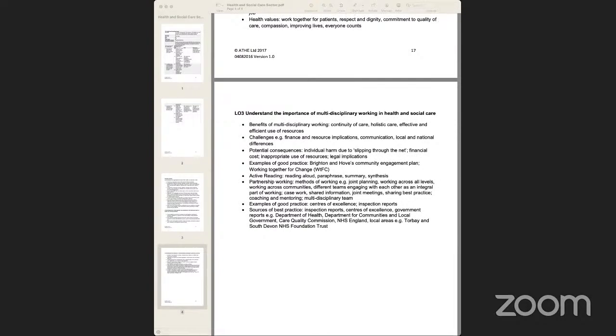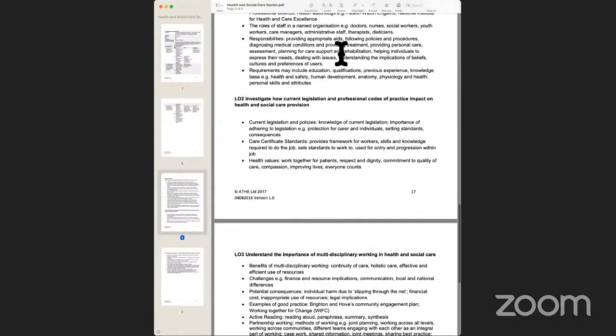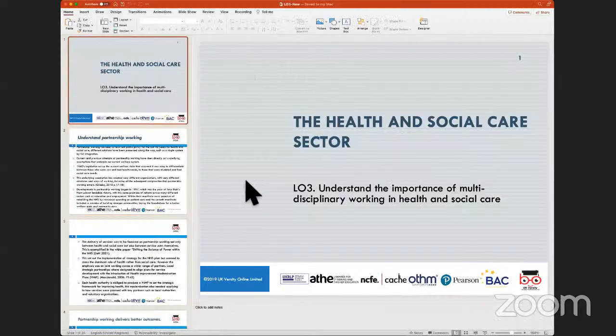Now, what we will do is we'll start off with some of the key understanding on multidisciplinary teams and what is partnership, and how do we look at partnerships. So let me switch you over to a presentation, and this is going to be helping us to discuss Learning Outcome 3.